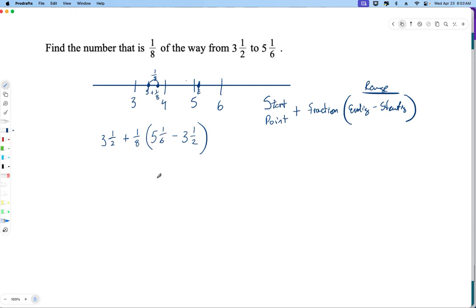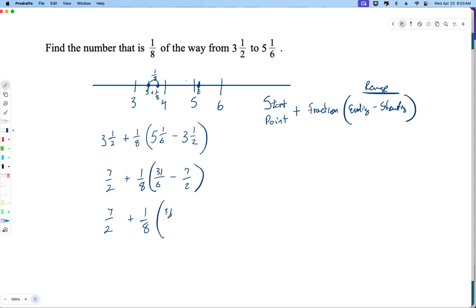Let's do this problem. So first we need to solve what's in the parentheses, right? So we're going to have to turn these back into improper fractions. Let's do that for the whole thing. So that's going to be 7 over 2 plus 1 over 8 times 31 over 6 minus 7 over 2. We already did that one. All right, so I need to get everything in here to have the same denominator. The rest of this can wait.